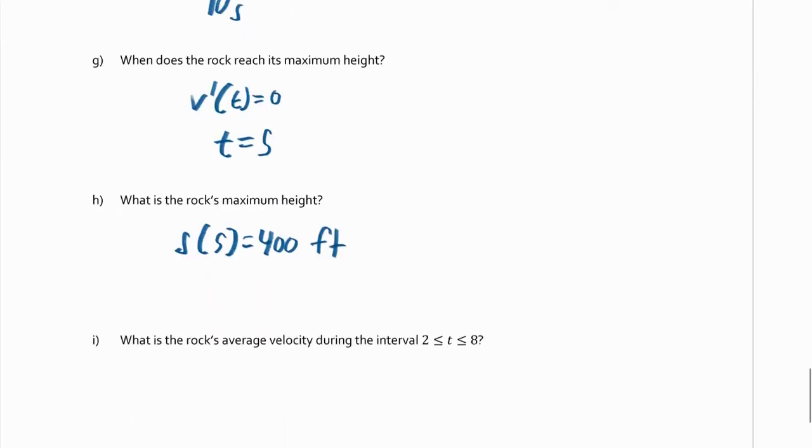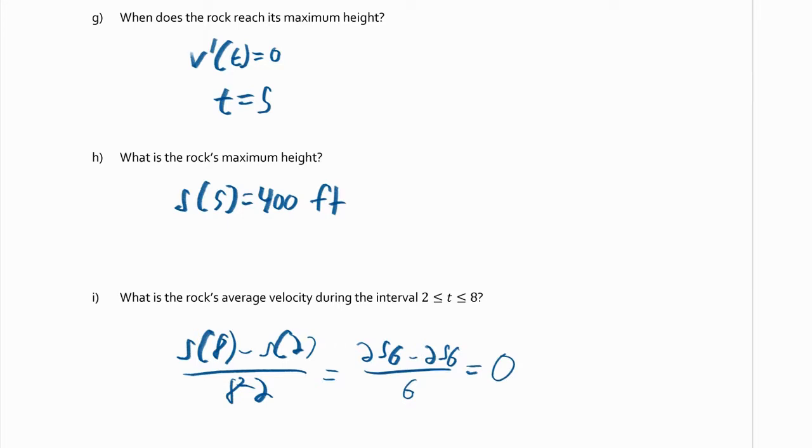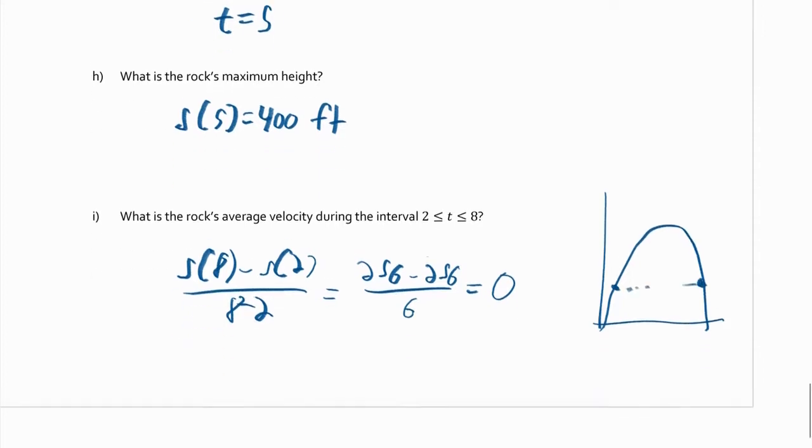And finally, the average velocity would be s of 8 minus s of 2 over 8 minus 2. It doesn't deal at all with velocity. So 256 minus 256 over 6 is 0. That should make sense because it was the same relative position on the way up and the way down. This is a symmetrical graph where t equals 2 and t equals 8, so its average rate of change was 0. So that's it.